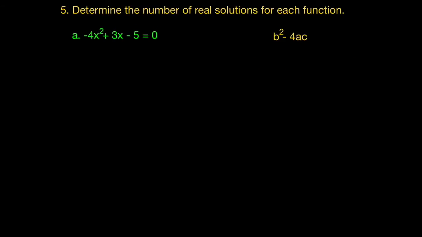Let's begin by calculating part A. Labeling all of my key terms, now I'm going to evaluate b squared minus 4ac. So b is equal to positive 3. So we get 3 squared. And then we're going to subtract 4 multiplied by a and then multiplied by c. So multiplied by negative 4 and multiplied by negative 5.